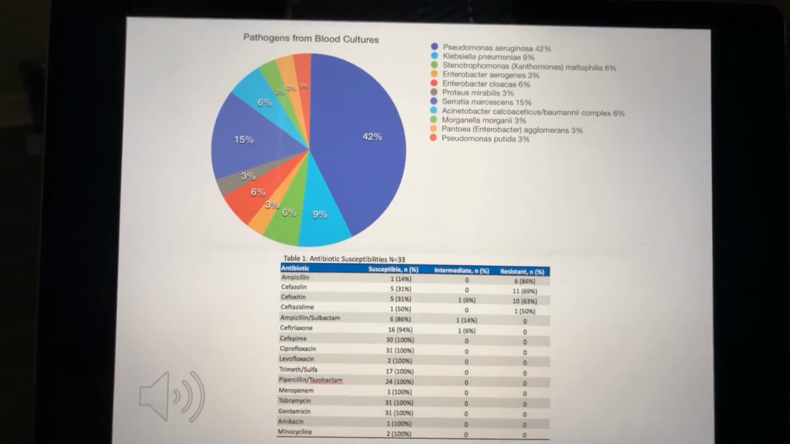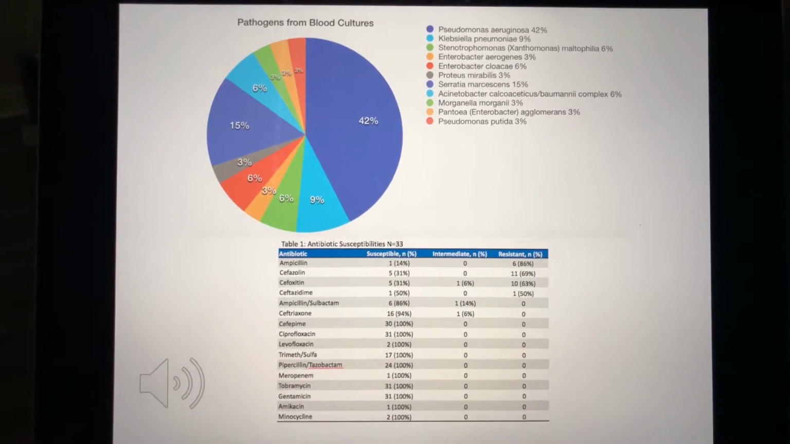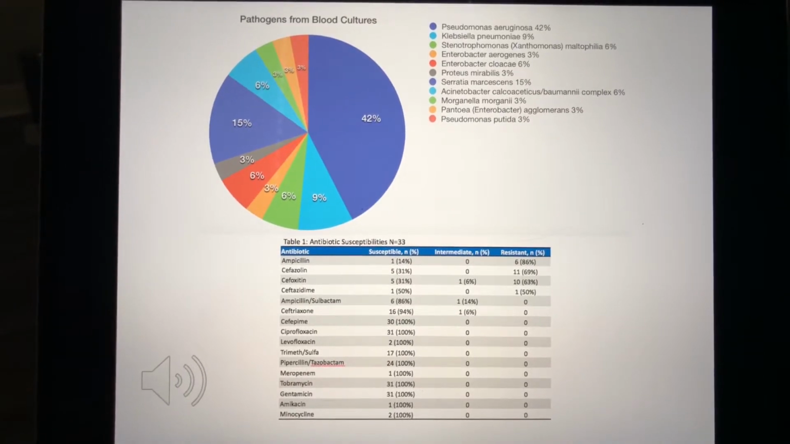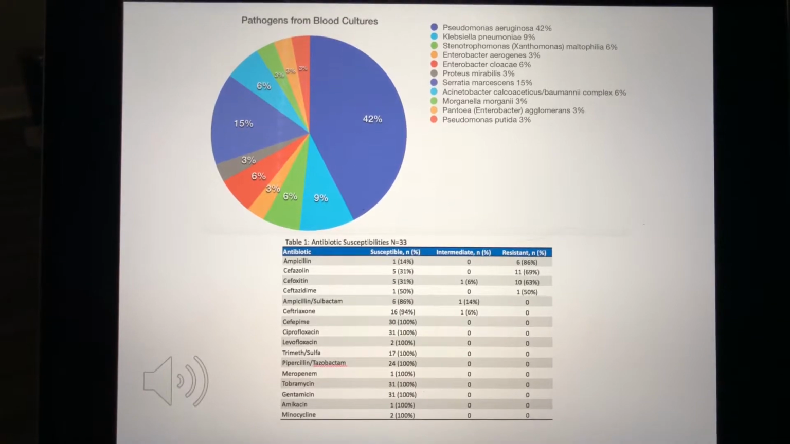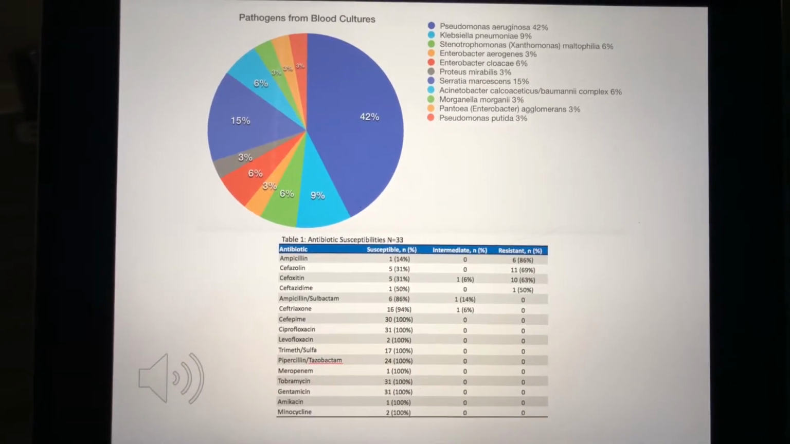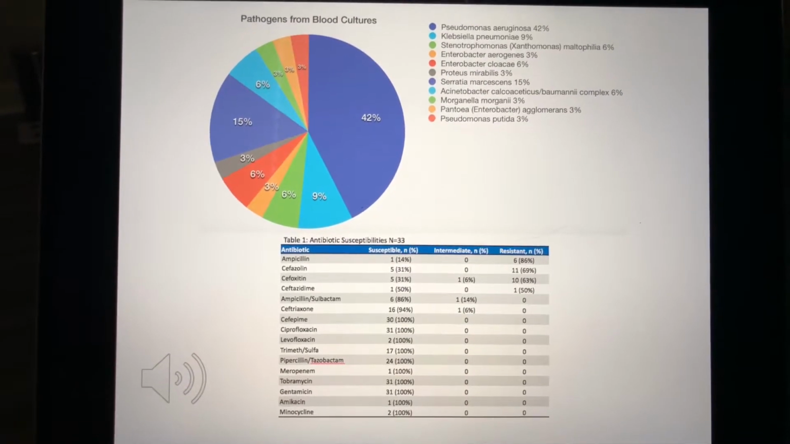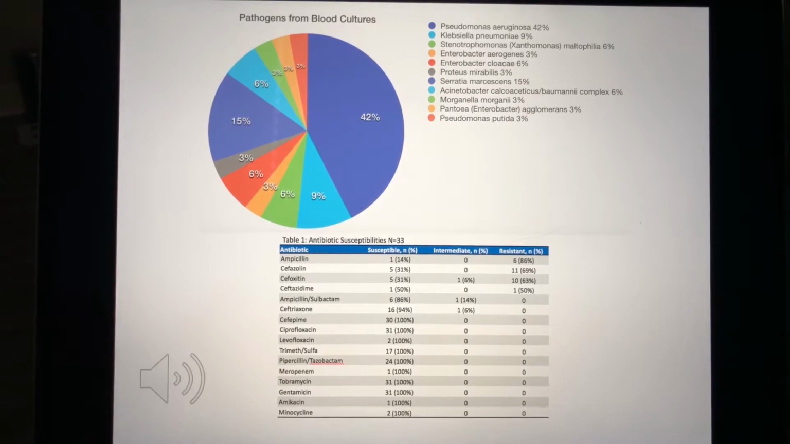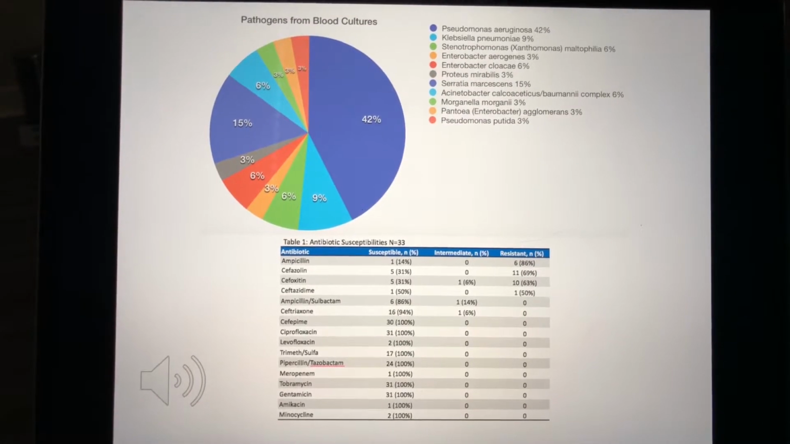These are the results from our study. The pie graph shows the different isolates from cultures that were collected. Pseudomonas aeruginosa, one of the most virulent of all gram-negative rods, was the most common pathogen, followed by Serratia and Klebsiella species. Other isolates include Stenotrophomonas, Enterobacter species, Proteus, Acinetobacter, and Morganella species.